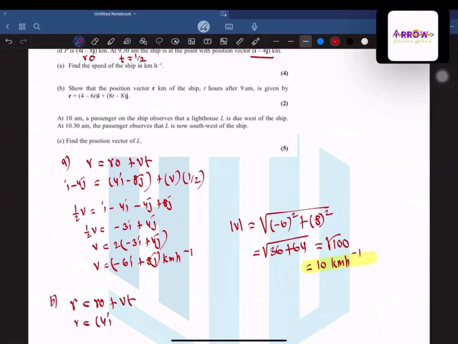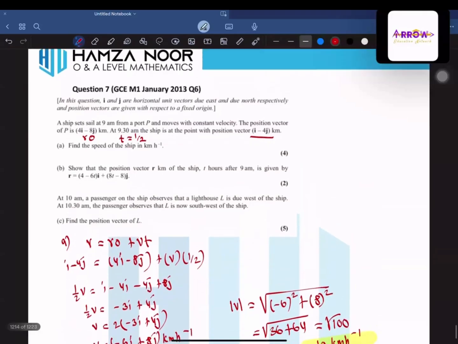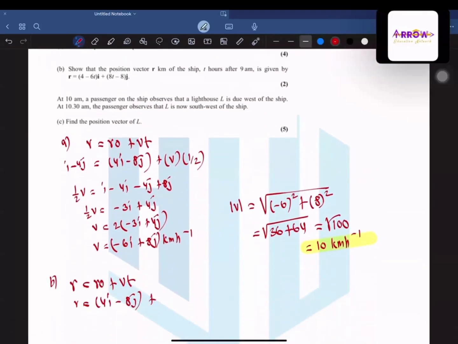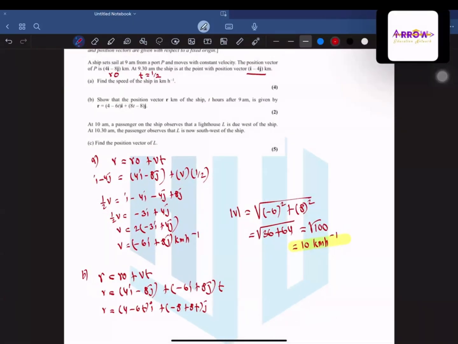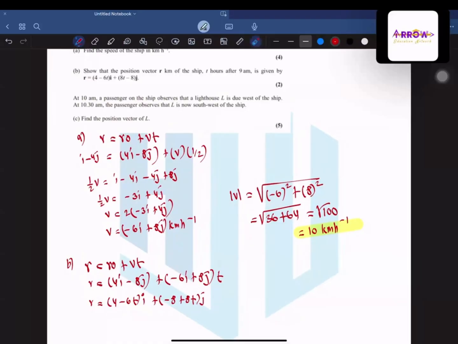So we are going to use the constant velocity vector. r naught was 4i minus 8j, as we have seen in the information in the question. The constant velocity vector we found in part A is minus 6i plus 8j, and t is unknown. So taking i as common, multiplied by 4 minus 6t, and then taking j as common, multiplied by minus 8 plus 8t. Is this the required form? Yes, it is. Just one more step: you write it exactly like this, that the j component is 8t minus 8.